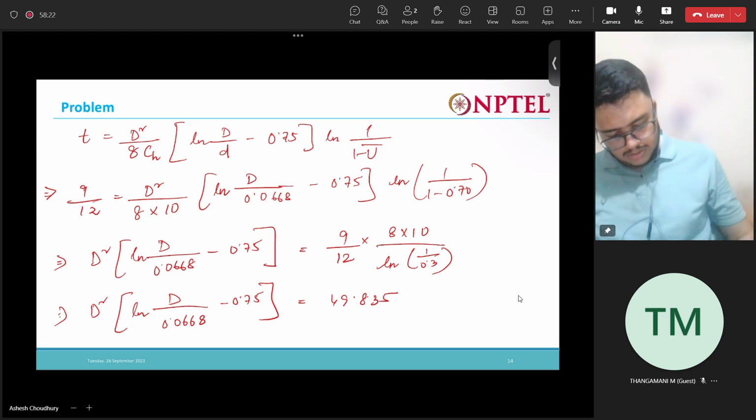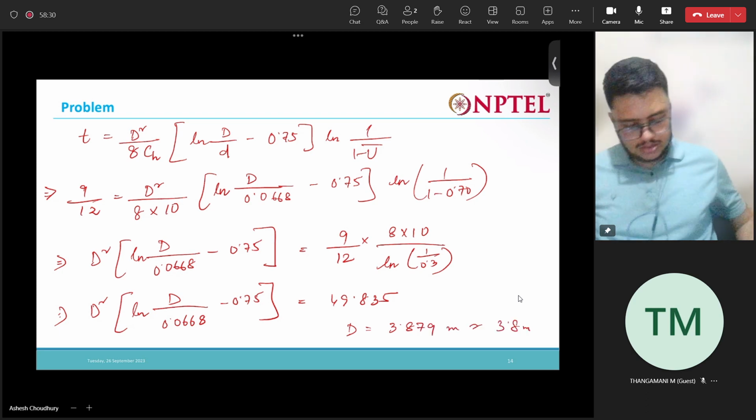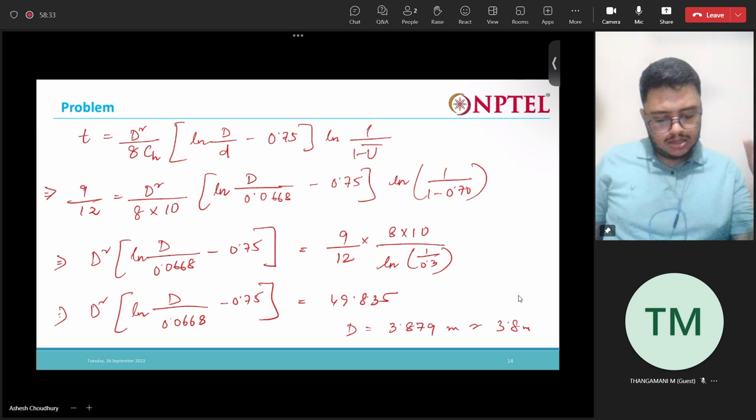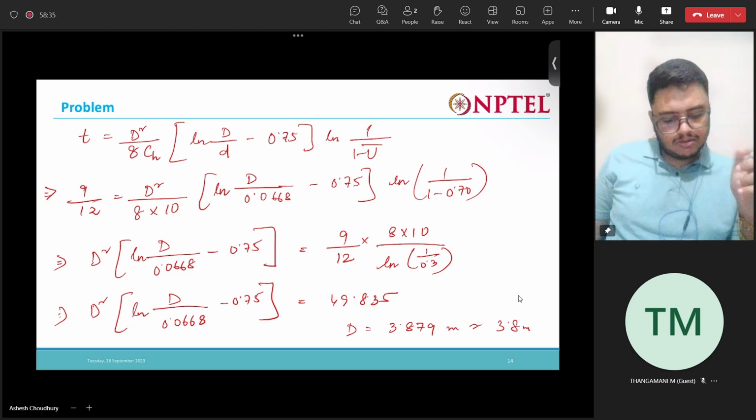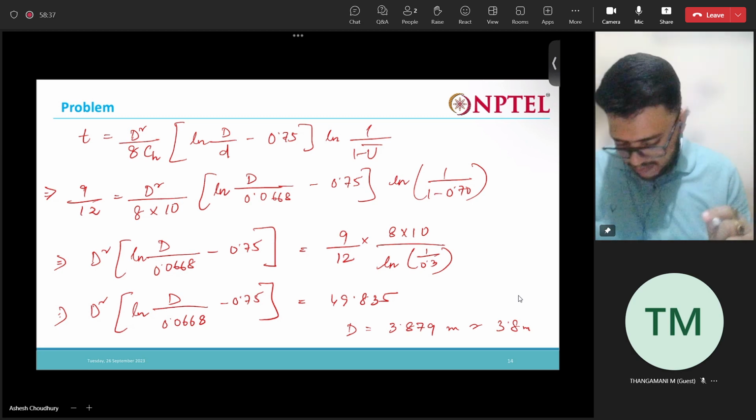So from that, d is approximately coming as 3.79 meters. So you can take 3.8 meters. Okay, that will be safer, right? So lesser spacing will always be safer. Safer design.